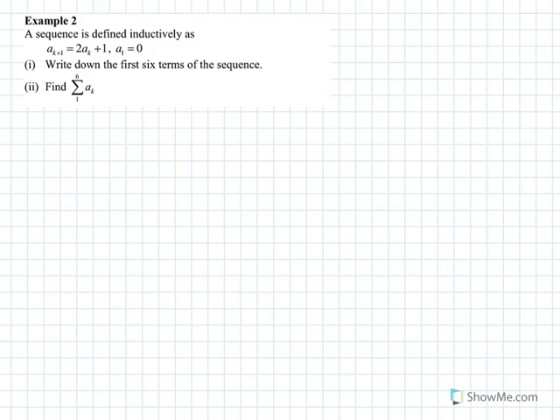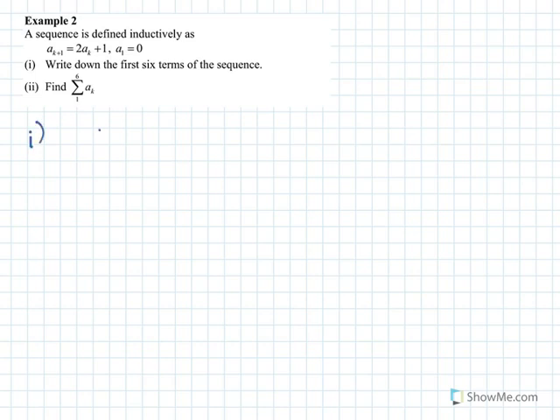So a sequence is defined inductively. Inductively just means that it's sort of contained within itself, I suppose. In this case, it's just term-to-term rule, as opposed to deductively, but we won't need to worry about that just now. Write down the first 6 terms of the sequence, and then find the sum of the first 6 terms as well.